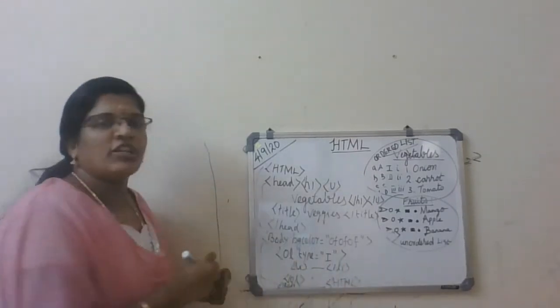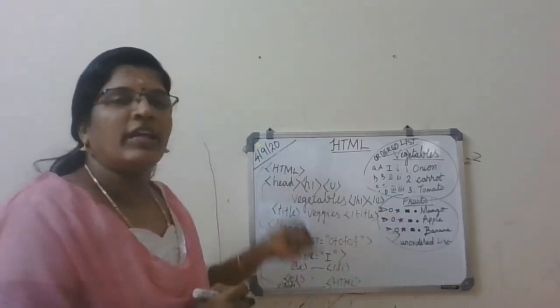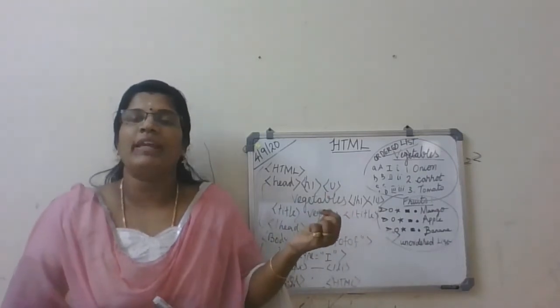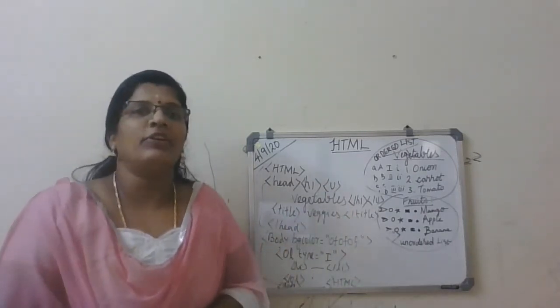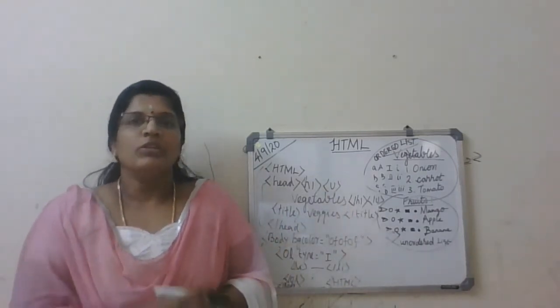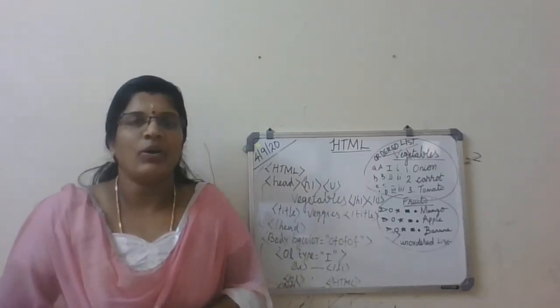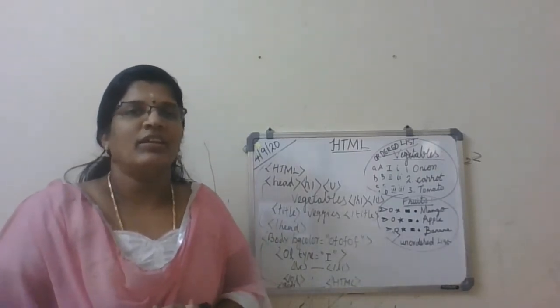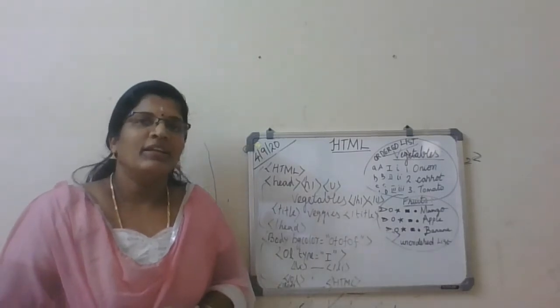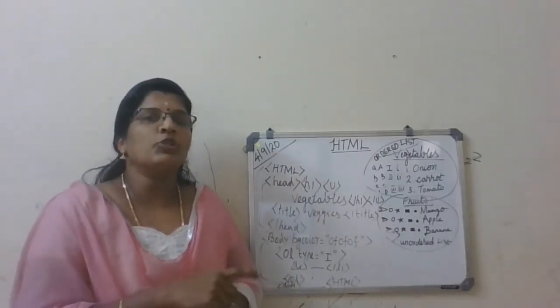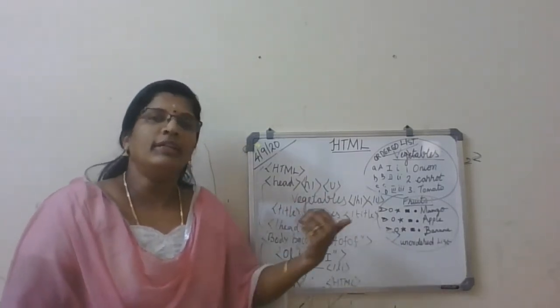So HTML also closed. So you can save this program with the .html extension and you can run and you can see the display in the browser. So we will see that in the browser now. I'll show you the demonstration. Is it clear for every student? That's good. So let's move on to practical session of this ordered and unordered list.